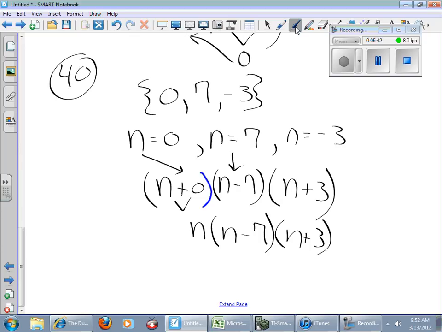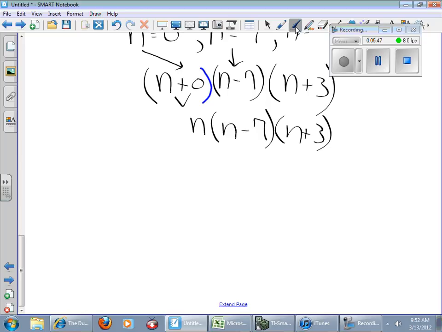Now, personally, I would FOIL the quantities of n minus 7 and n plus 3 first, and then distribute. You could distribute first, but don't over-distribute. If you distribute, the n can only go to one of the quantities. Don't make it go to both. All right? But I would like to FOIL first. That's how I would do it.